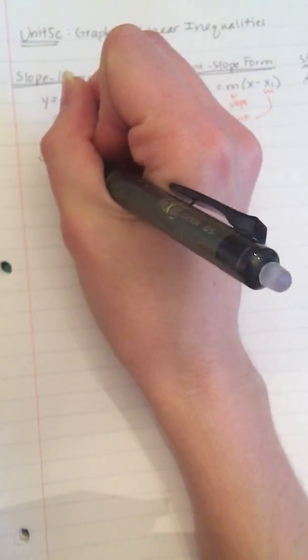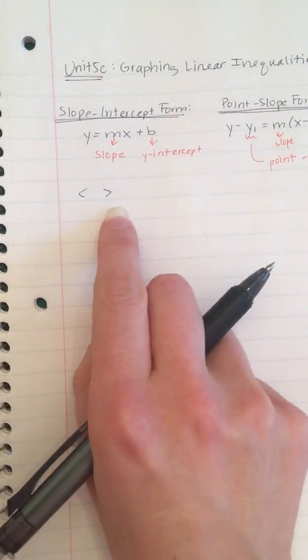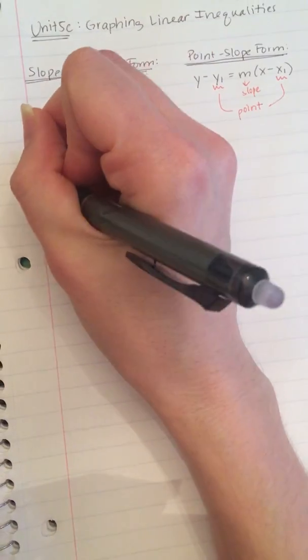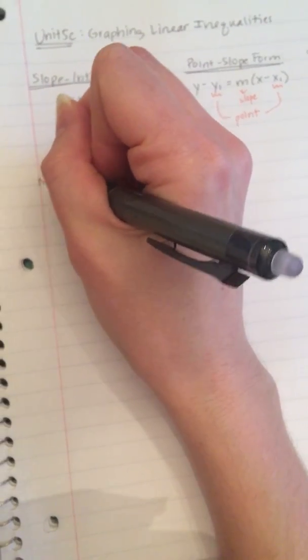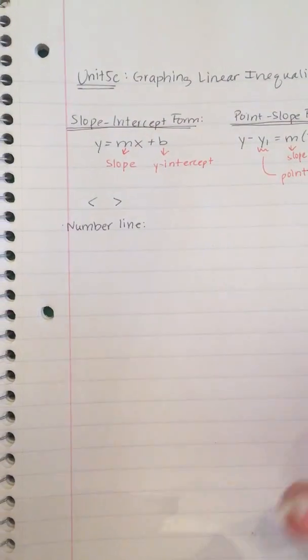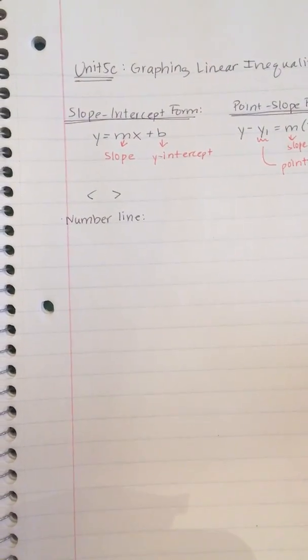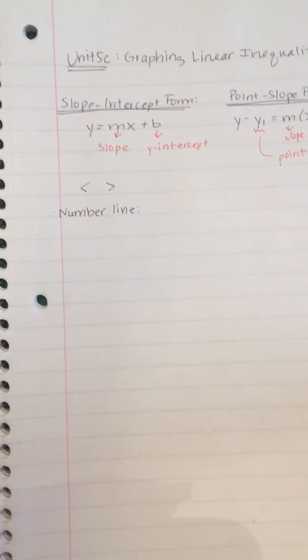So let's talk about what we remember about the inequality signs. If you just have a regular less than, greater than, and if we were to graph an inequality on the number line with one of these symbols, do you remember what kind of circle we would draw? Would it be an open circle or would it be a closed circle?